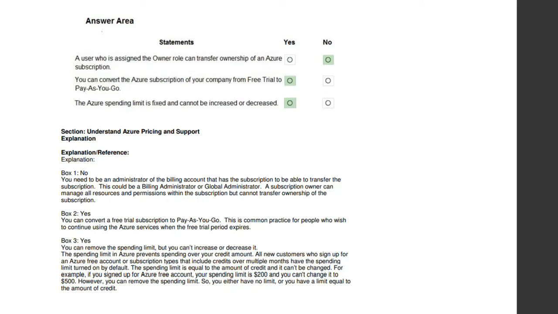Then the third question is, Azure spending limit is fixed and cannot be increased or decreased. The answer over here is yes. You can remove the spending limit, but you can't increase or decrease it. That's the correct answer over here.